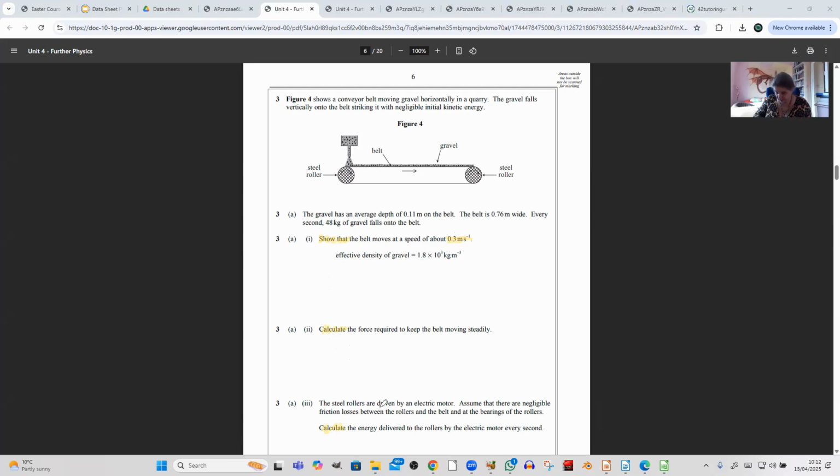What topic is this? Can anybody tell me? Newton's laws, yeah, I'd go with that. Well done, Kayla. Newton's laws. Okay, so Newton's laws, it's mechanics, isn't it?